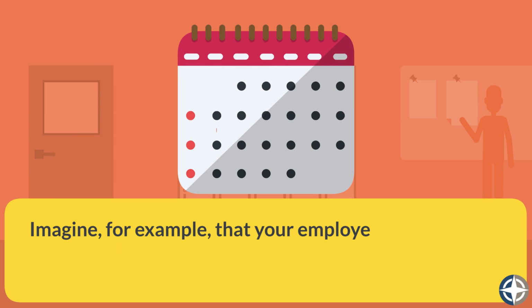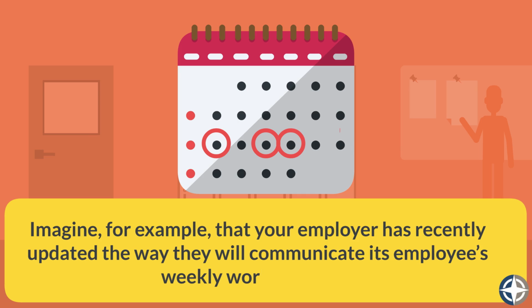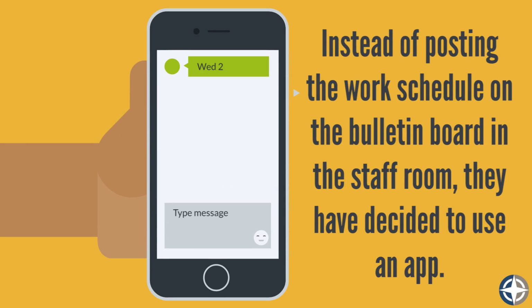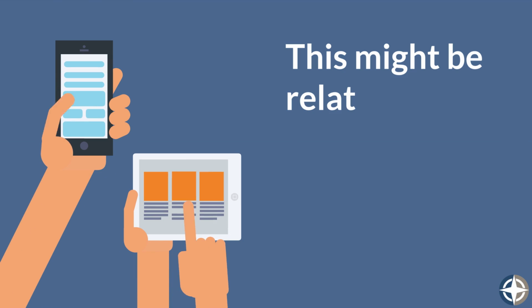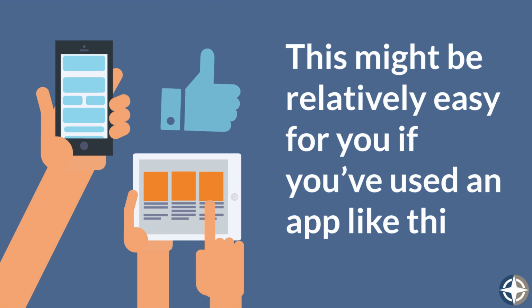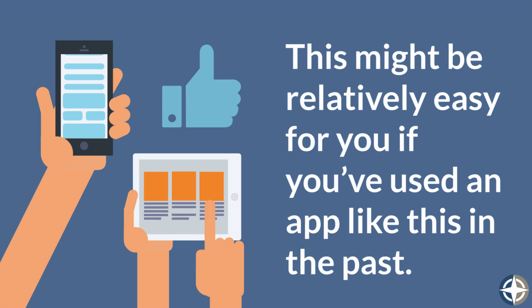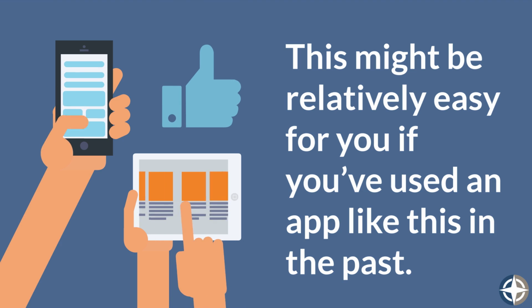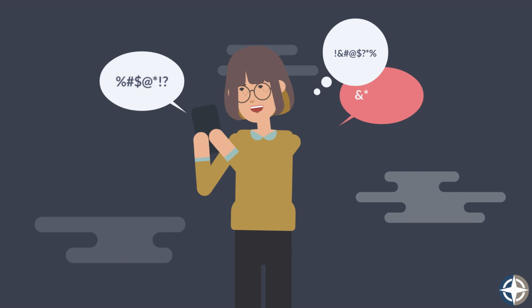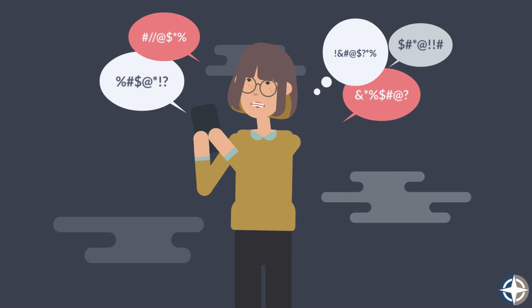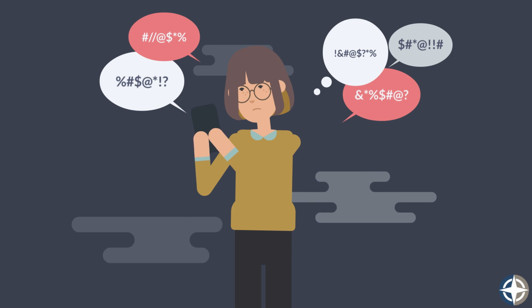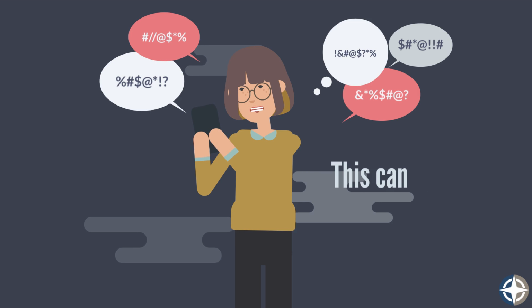Imagine, for example, that your employer has recently updated the way they will communicate its employees' weekly work schedule. Instead of posting the work schedule on the bulletin board in the staff room, they have decided to use an app. If you are an employee who has used an app to check their weekly schedule at previous jobs, it might be relatively easy for you to understand this new practice, even if the app may have slight differences from the one you've used in the past. However, if you have never used an app like this, you will need to learn a new mental model for how to check your schedule from here on out. This can sometimes be frustrating.